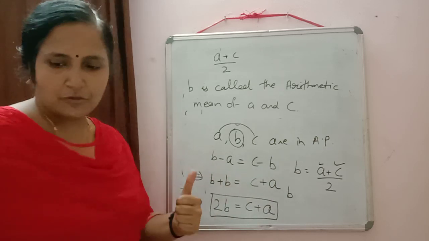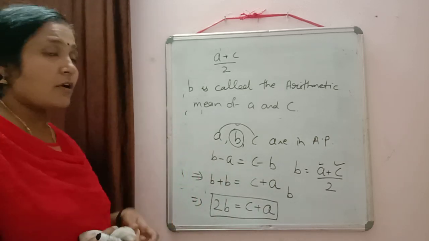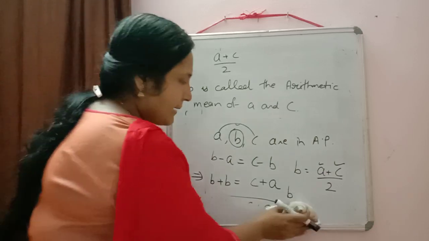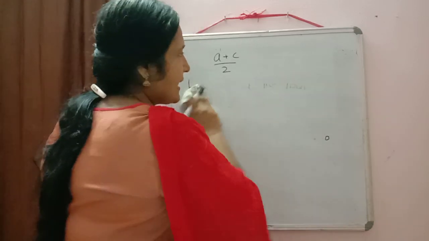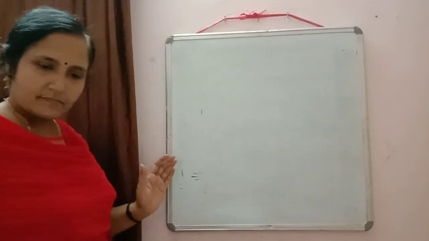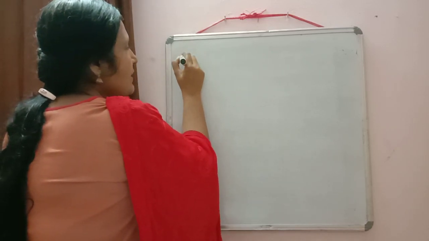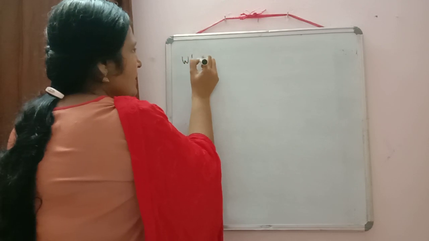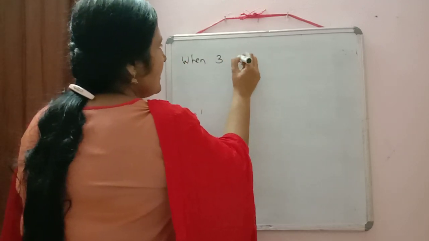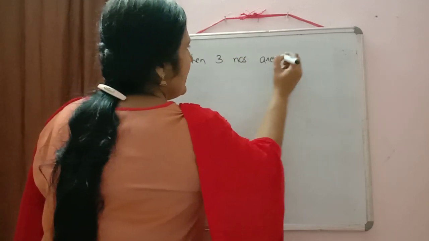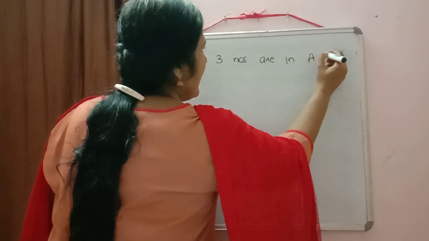So this is the first point. All of you write these down in your maths notebook. Now the second point we will check. The second concept is how we write down the numbers when three numbers are in AP.